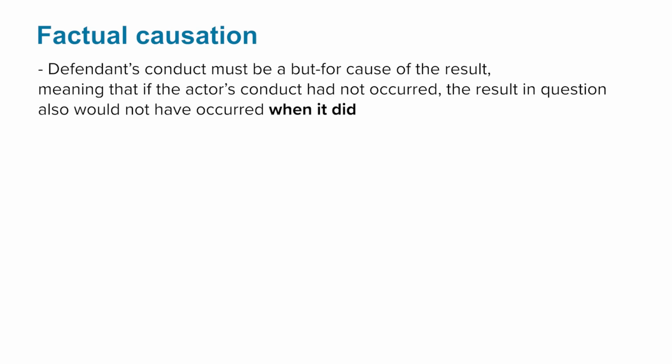Let's start with the requirement of factual causation, which is the first and more empirical of the two components of causation we're going to discuss today. Simply put, factual causation requires that the defendant's conduct be a but-for cause of the result, meaning that if the actor's conduct had not occurred, the result in question also would not have occurred when it did.